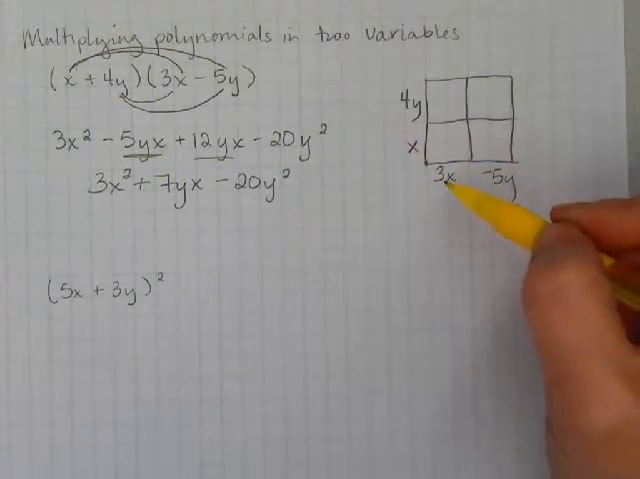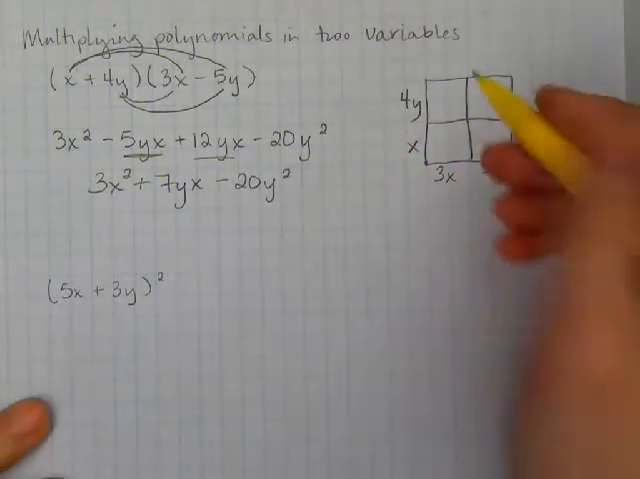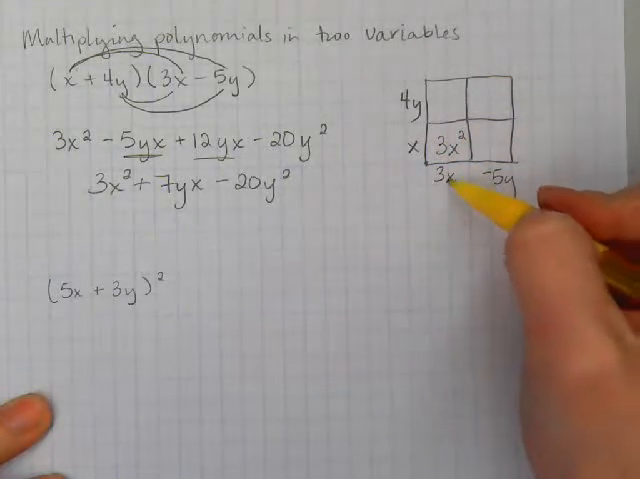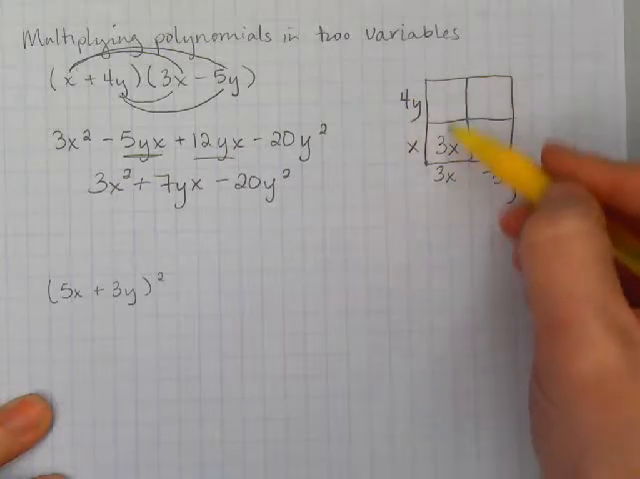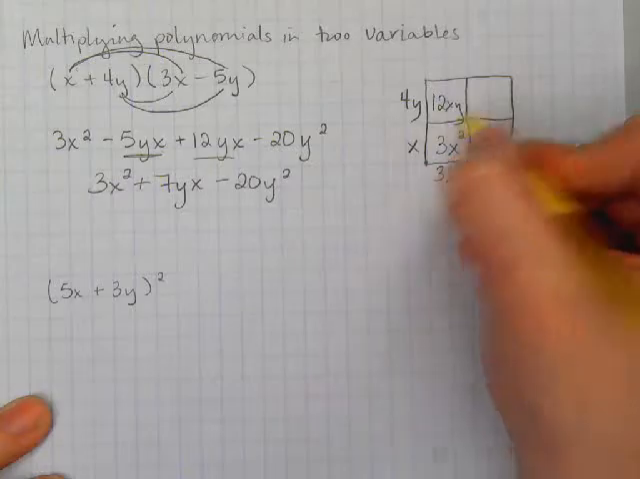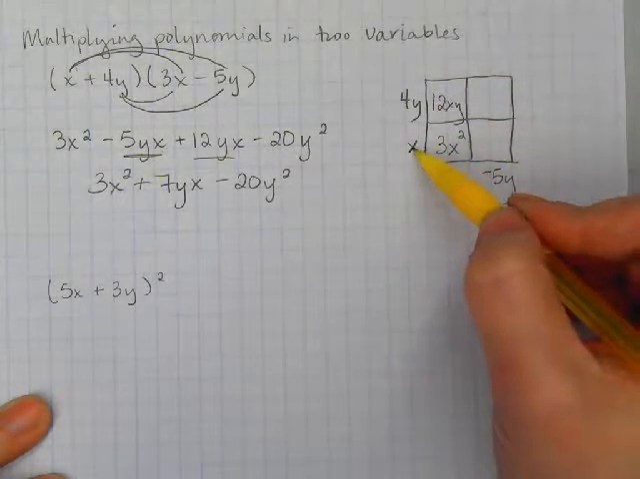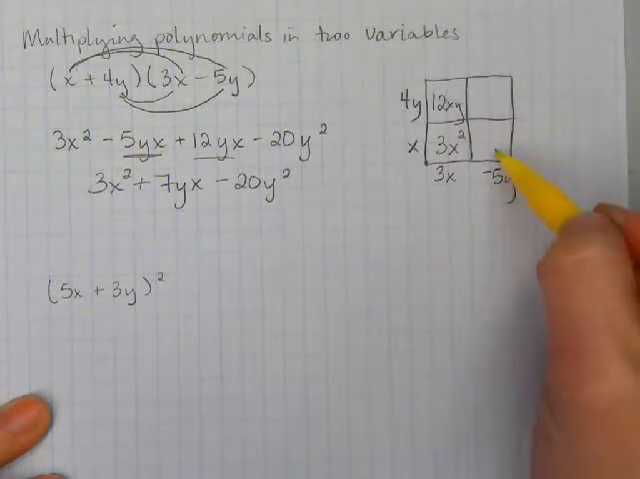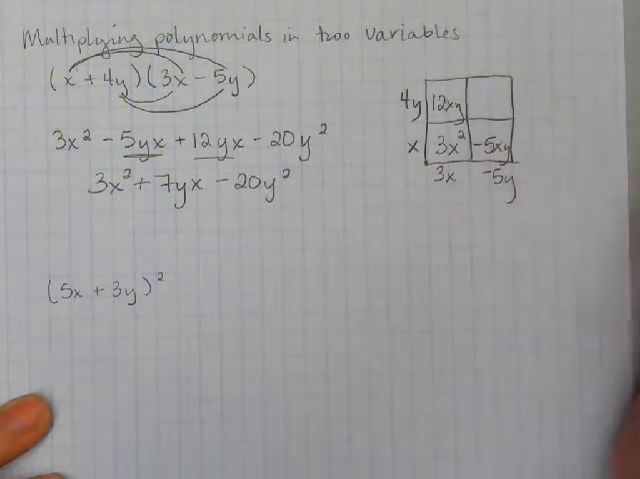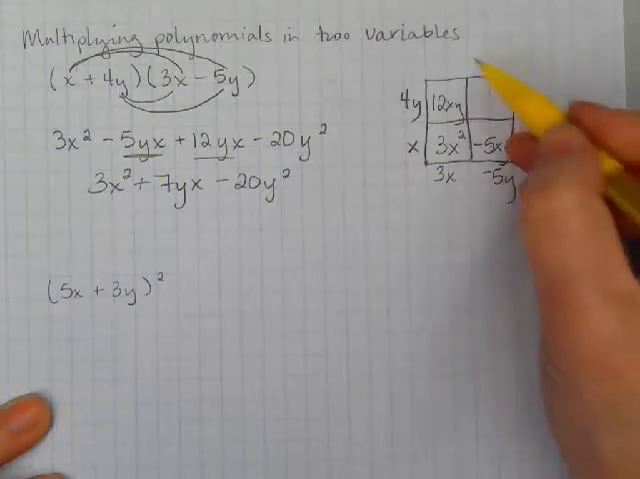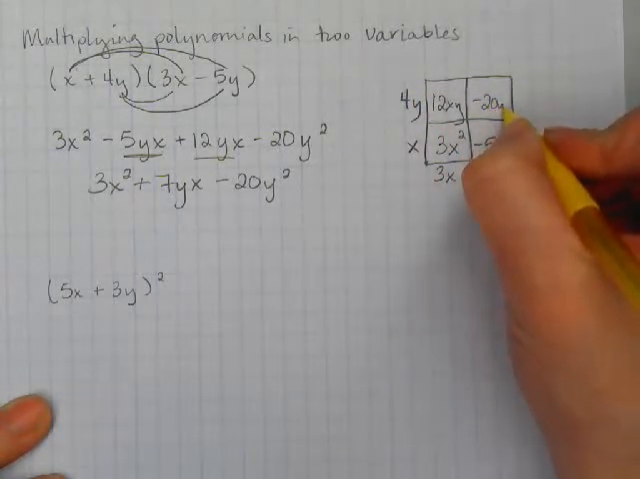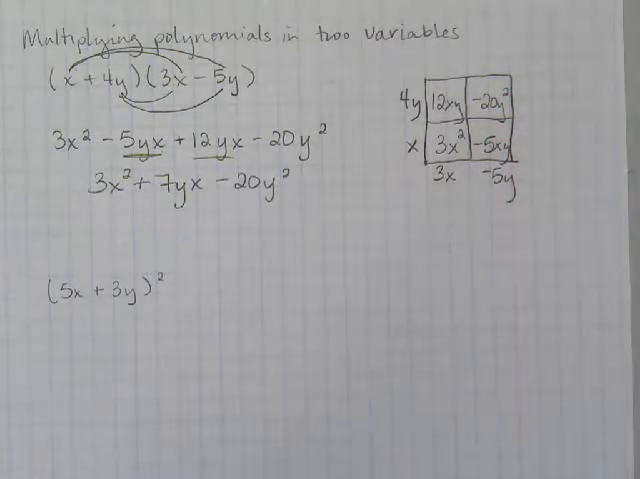And then to actually write out my answer, I combine these two like terms. So I bring down once again my 3x squared. 12xy minus 5xy is a positive 7xy minus 20y squared. So just to clarify, is 7yx the same as 7xy? Yes, because within that term we're just multiplying and it doesn't matter the order.